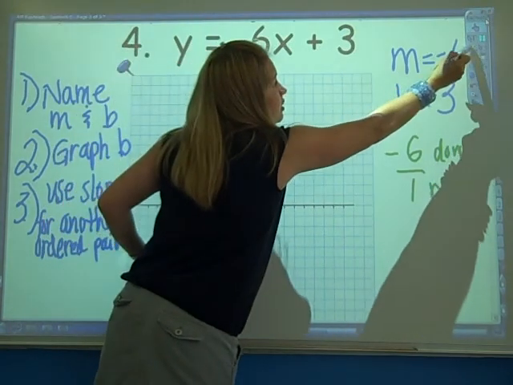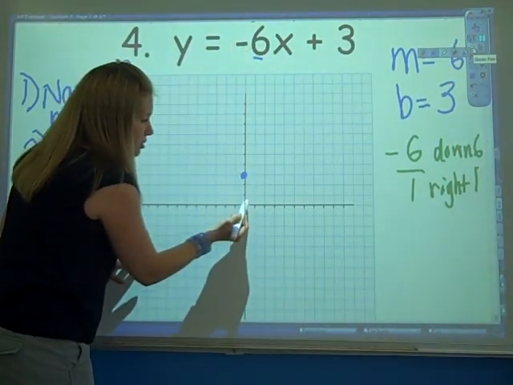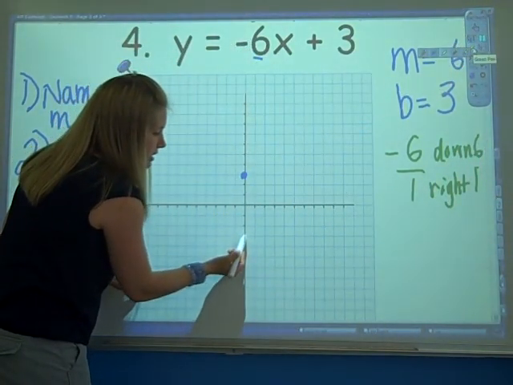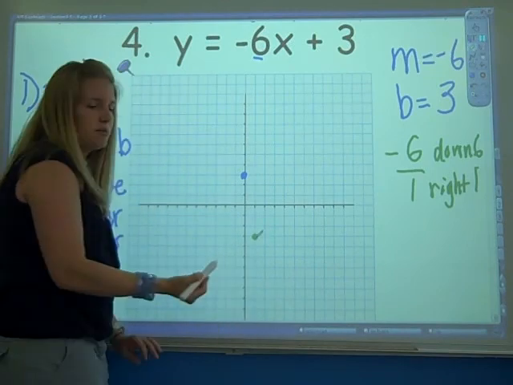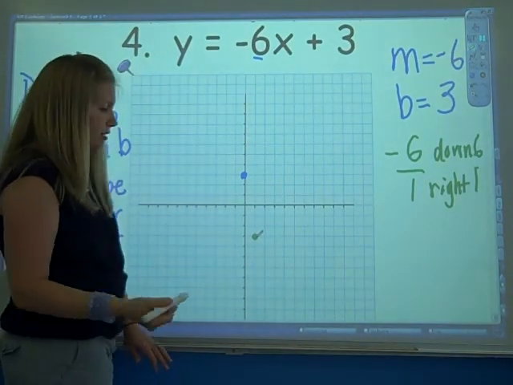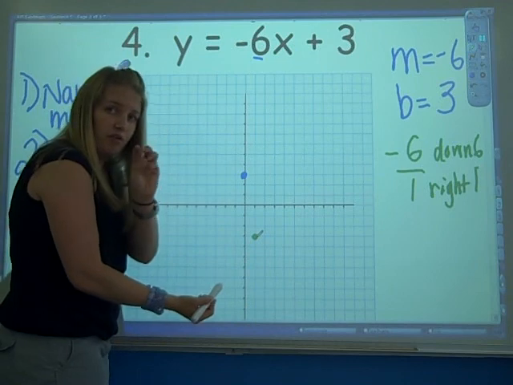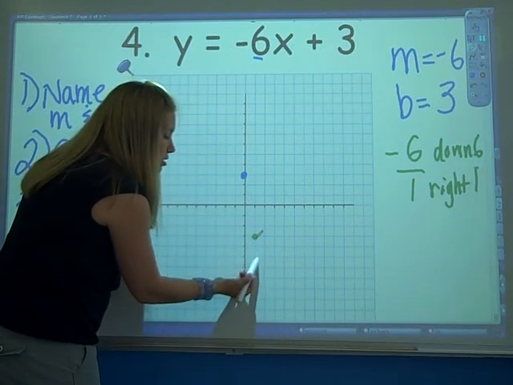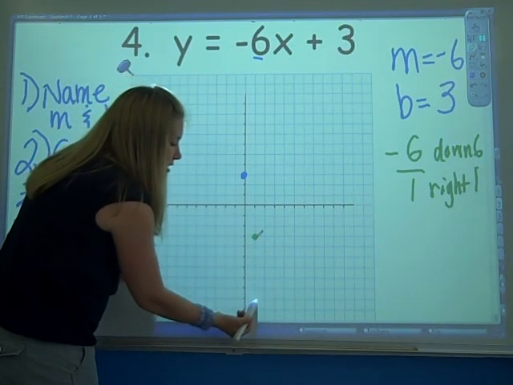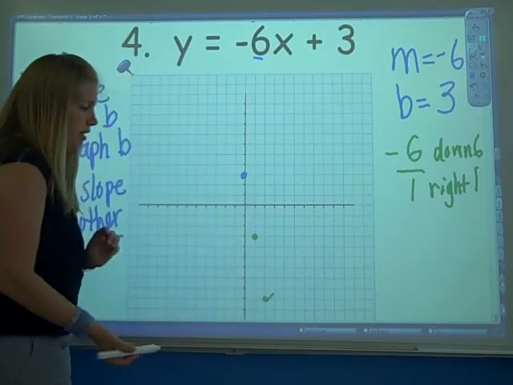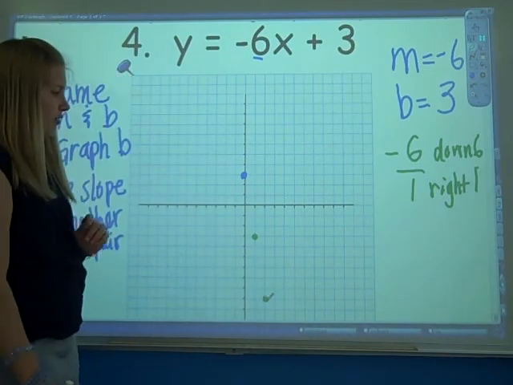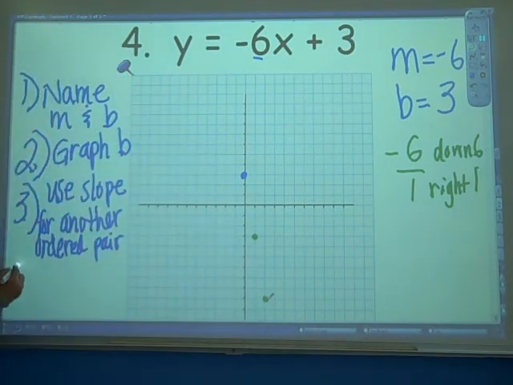Let me grab the pen. 1, 2, 3, 4, 5, 6, and 1 to the right. That gives me another point that would be on this line. I would do it so that you have 3 points. 1, 2, 3, 4, 5, 6 over 1. Last step is to connect the points.